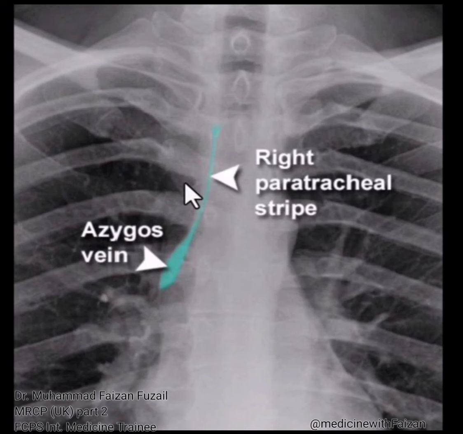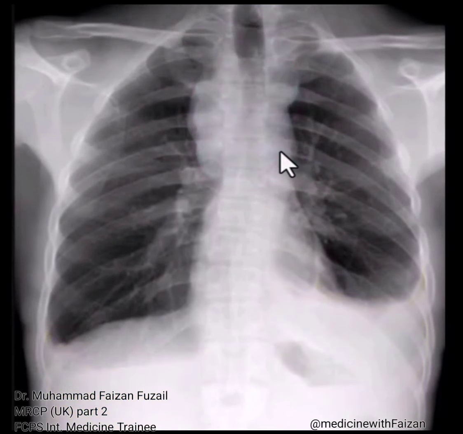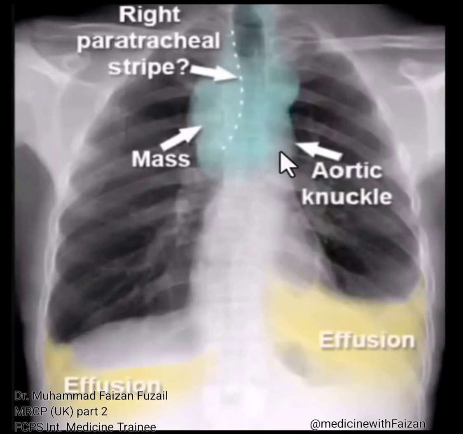This stripe is created by air of low density, that is blacker lung lying either side of the comparatively dense, that is whiter, tracheal wall. Normally, the right paratracheal stripe is less than 3 mm thick. Thickening of the paratracheal stripe more than 3 mm may represent pathologies such as a paratracheal mass or enlarged lymph nodes. This x-ray shows the superior mediastinal mass abutting the right paratracheal stripe and aortic knuckle. Biopsy was done, and it was confirmed as a case of lymphoma.